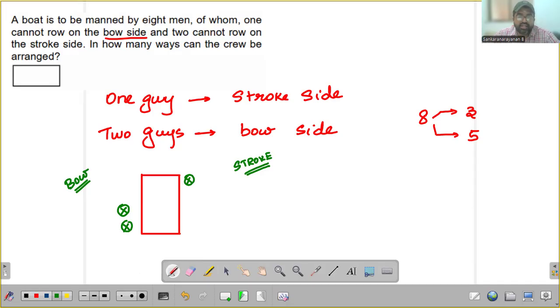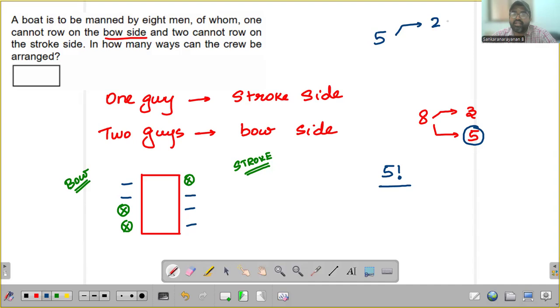So you can see that altogether, there are 2 places to be taken care of in the bow side, and 3 to be taken care of in the stroke side. So listen carefully. 2 to be filled in the bow side and 3 to be filled in the stroke side. Altogether, 5 you need to take care of. Now, please be aware of the number of ways you can get this done. It is 5 factorial divided by, because you have to divide that 5 into 2 groups. Listen carefully, the remaining 5, they don't have any problem, right? So you have to divide them into 2 groups.